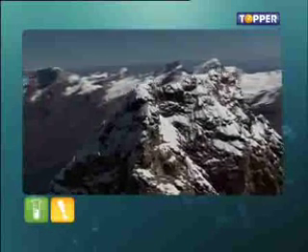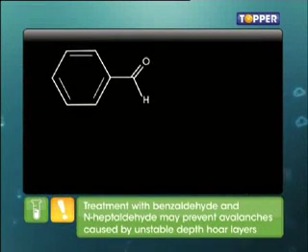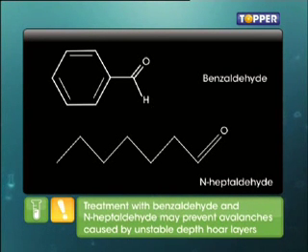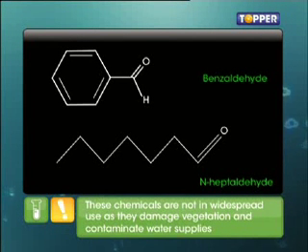But let's meet our hero, chemistry. Treatment with benzaldehyde and n-heptaldehyde may prevent avalanches caused by unstable depth hoar layers. However, these chemicals are not in widespread use because they damage vegetation and contaminate water supplies.